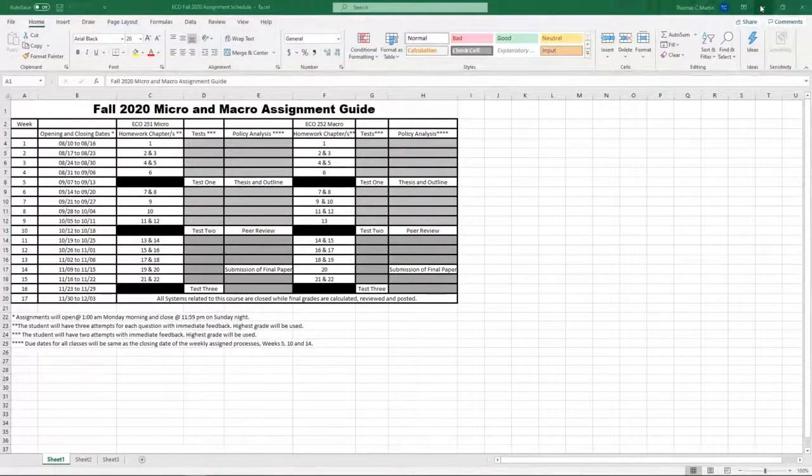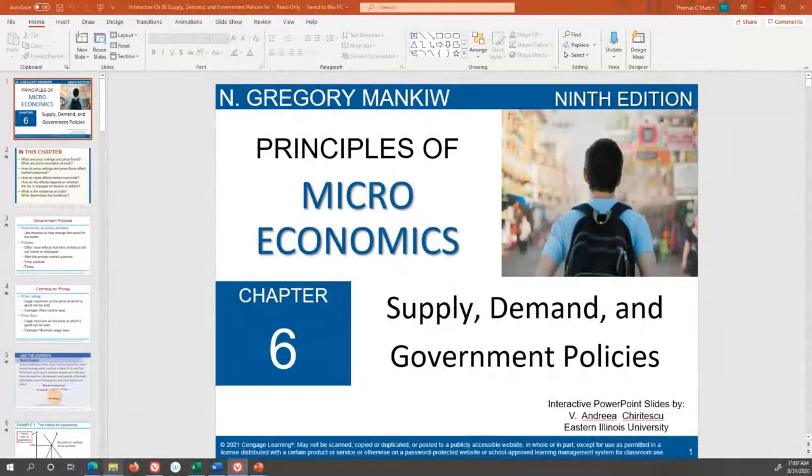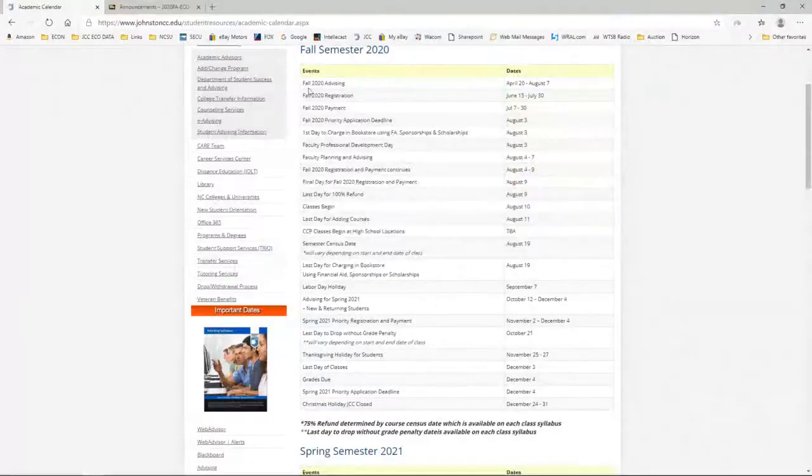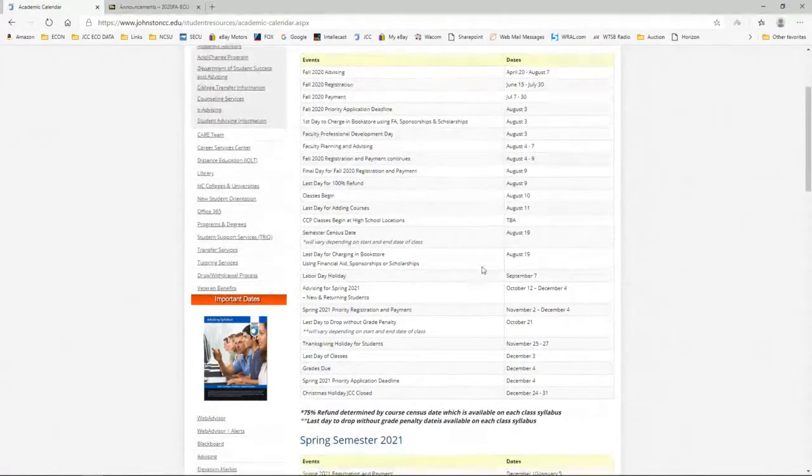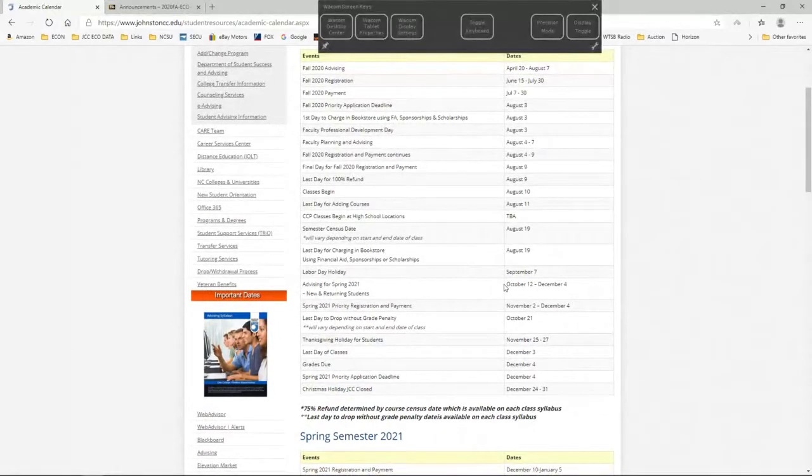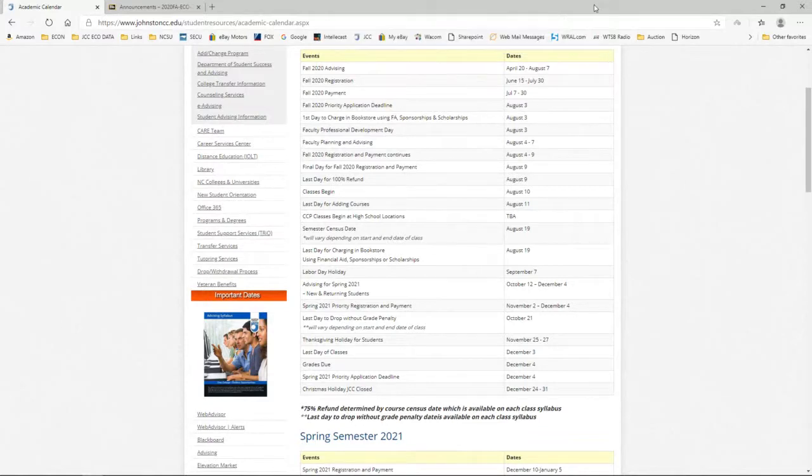There's something else I want to bring to your attention to make sure you're prepared for it. We are on holiday on the 7th. So there are no assignments for the 7th because it is a holiday, but things will open up on the 7th. It will not affect the due dates. The due dates will still be Sunday night, 11:59.